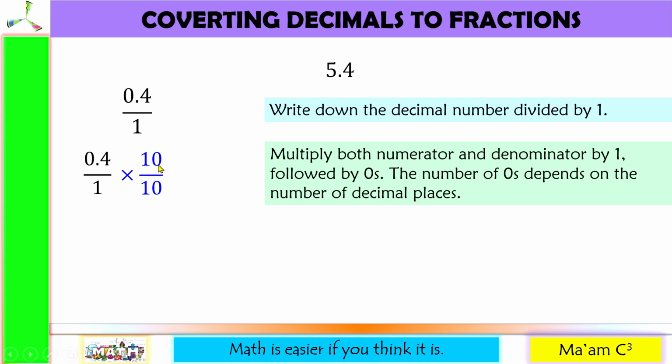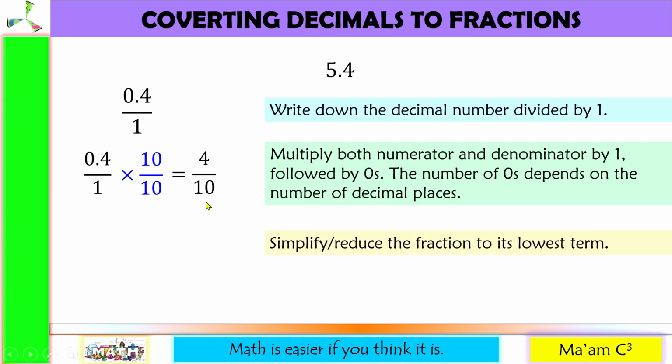Again, the idea of doing this is to make the decimal number a whole number. So this will be equal to 4. And 1 times 10 is equal to 10. Now let us simplify this. Let us copy 4 over 10. Think of a number wherein you can divide both 4 and 10. That would be 2. 4 divided by 2 is equal to 2. 10 divided by 2 is equal to 5. Is there a number that you can divide both 2 and 5? None. So this is our final answer for the decimal number.